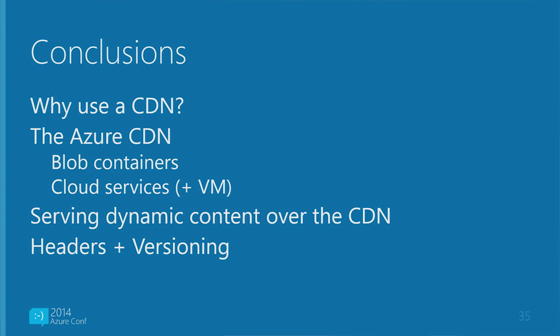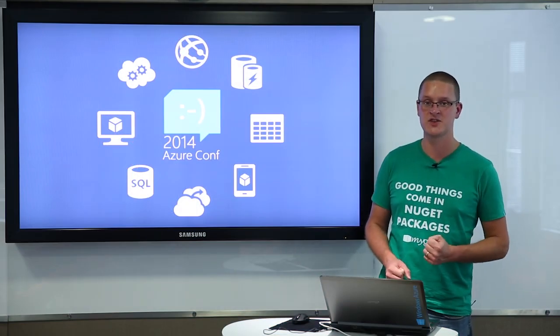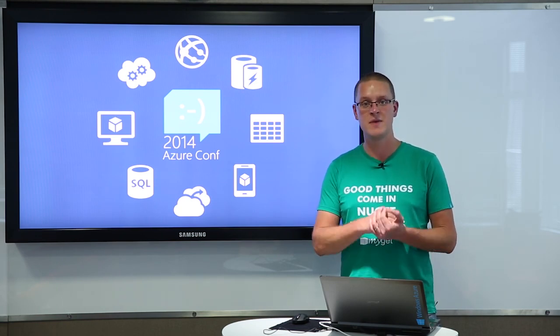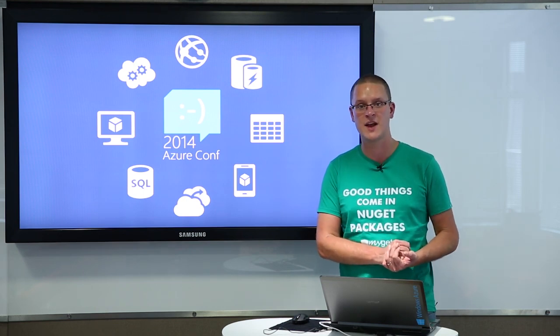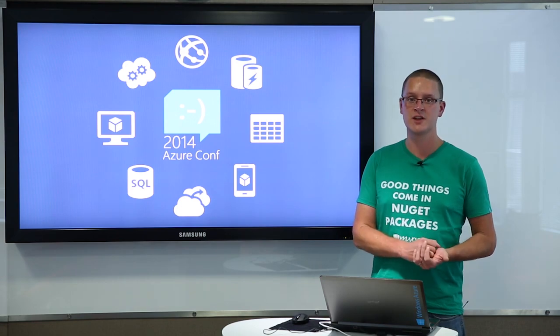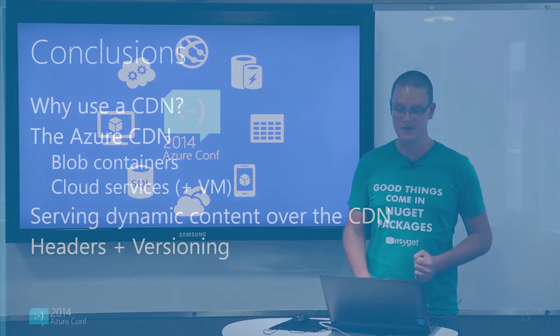We can also serve up dynamic content from the CDN, as we've just seen. If it's semi-dynamic, not changing too often, just generate it once and then let the CDN serve it for all subsequent requests there. And if there's anything you should take away from this talk, it's headers and versioning. Set those headers, make sure you set the cache control header, make sure you expire your content at the correct time or the time you would expect it to be expired, and make sure you version the content so you can actually upload a new version and people can see this new version as well.